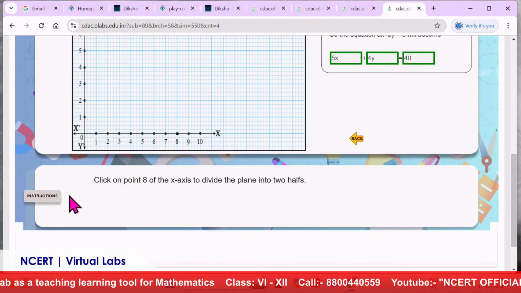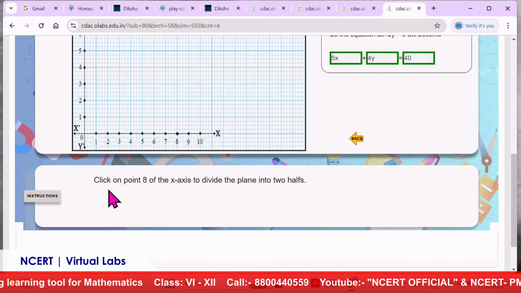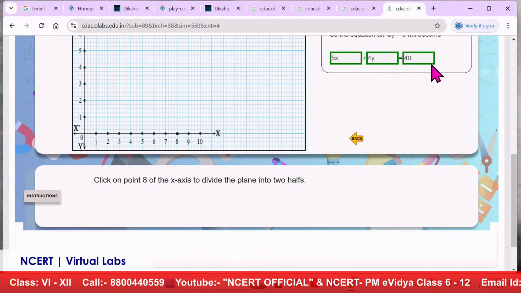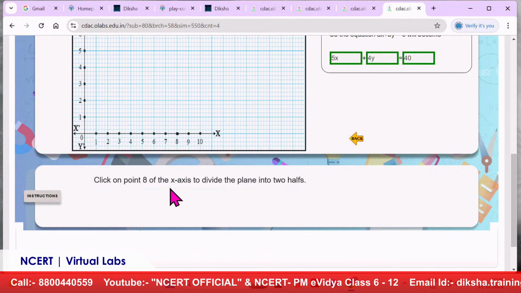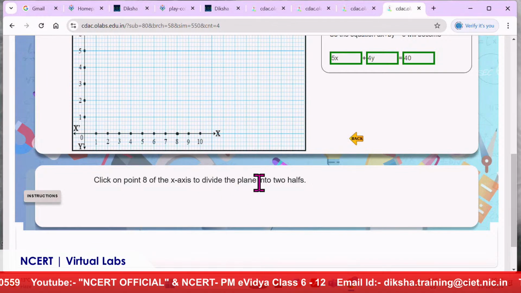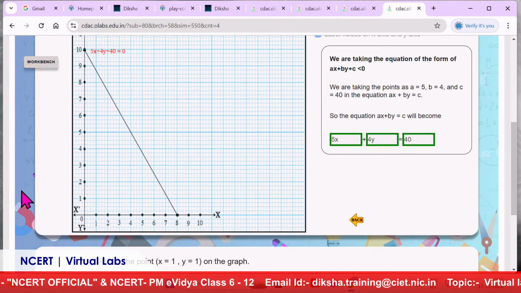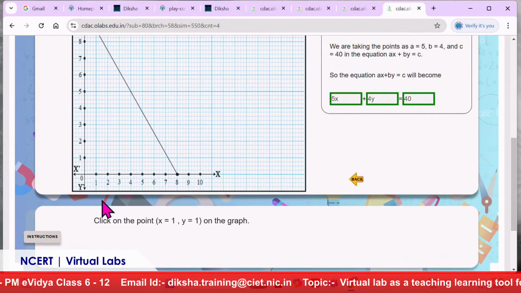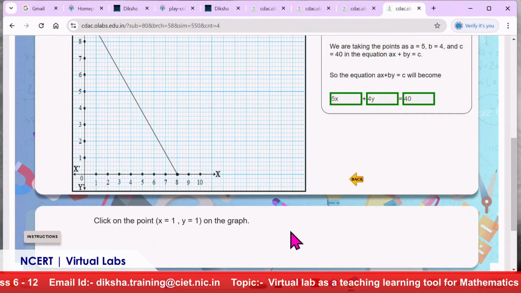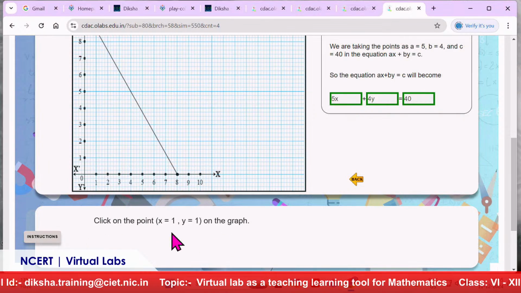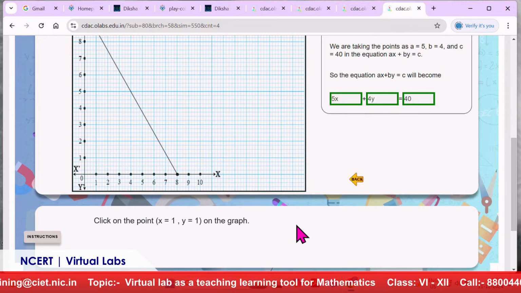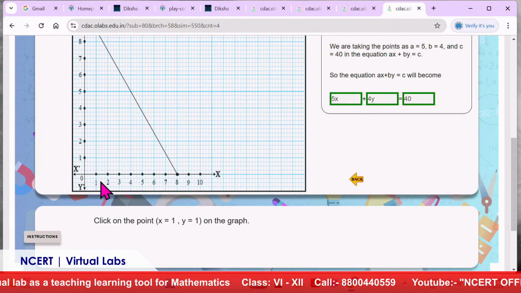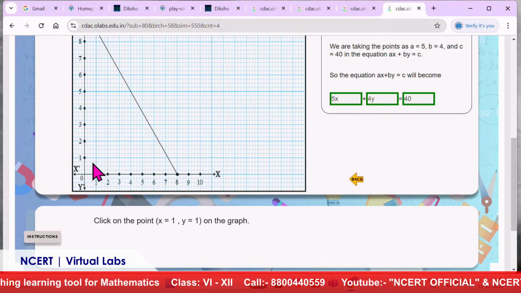We are getting the first point as x equals 8, because if we put y equals 0, we get x equals 40 divided by 5, that is 8. So we click on the point 8 of the x-axis to divide the plane into two halves, and we get the straight line. Now to find the region for this inequality, we have to click on some points. For example, I am taking x equals 1 and y equals 1 on this graph, and I am plotting this. One by one you can call the students and they can plot the points here.